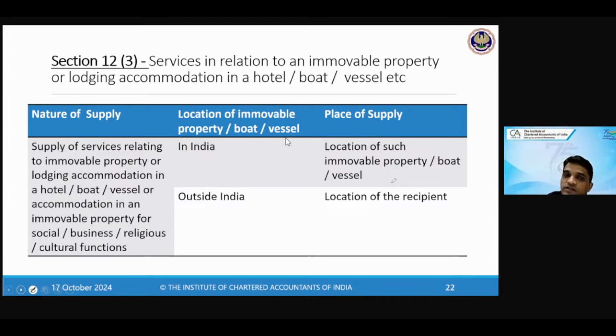So location of supplier is where he is registered. Place of supply is where that immobile property is located. That immobile property is located in Jammu and Kashmir. So what will he charge then? You are going from South India to Jammu and Kashmir. Now what will the hotelier charge? Hotelier will charge CGST and SGST only.